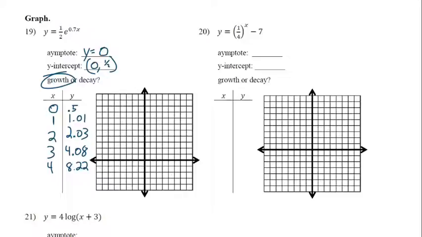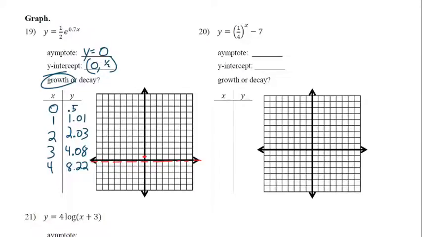So here's the deal. I expect to see several things on this graph. I expect to see points, I expect to see an asymptote, and I expect to see a line that follows those points. Okay, if I'm missing those things, then this goes away really quick. So first things first, my asymptote, right there at y equals 0.